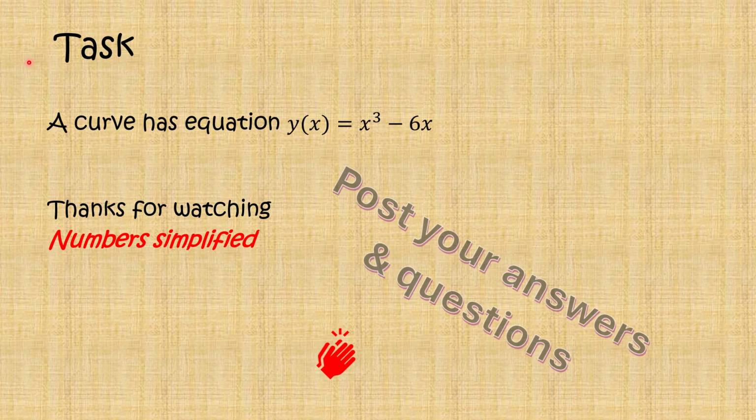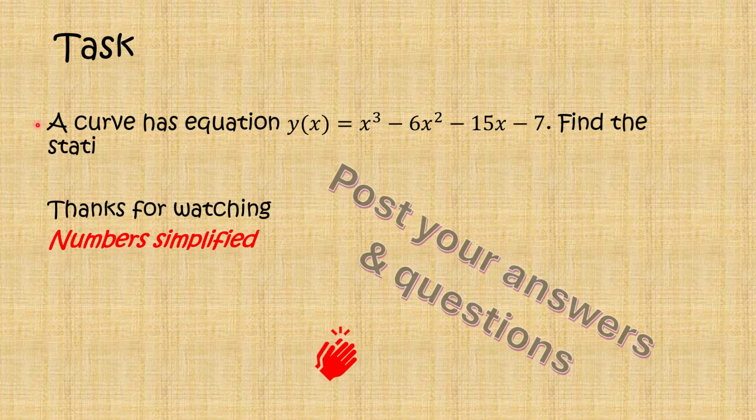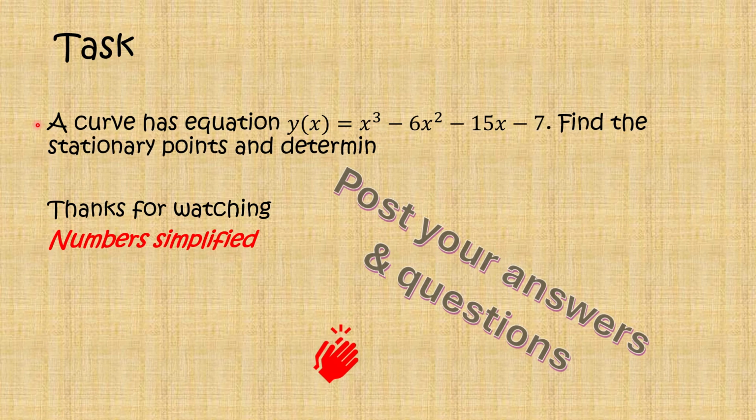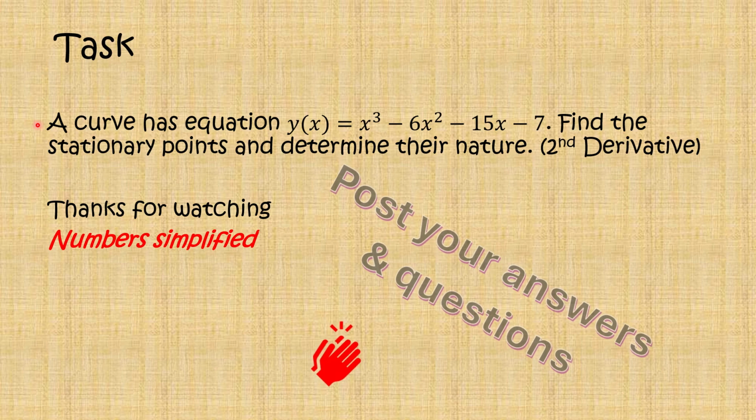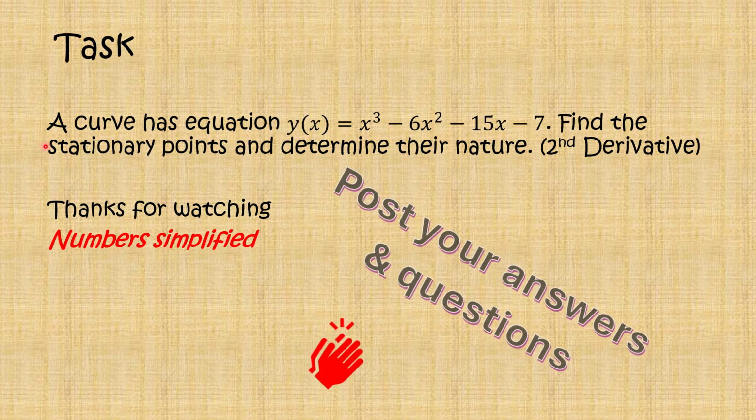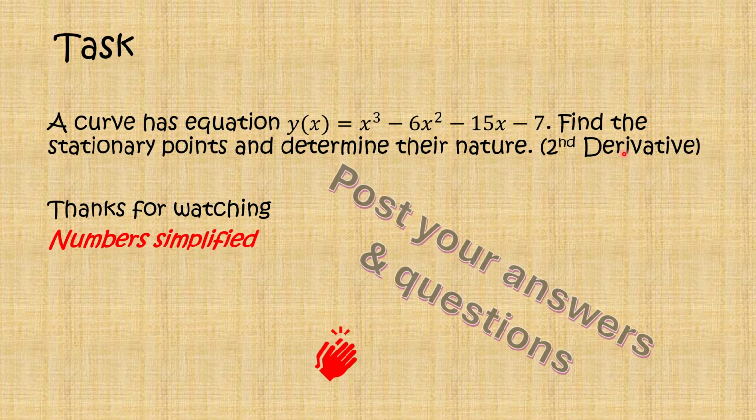And if you have made it thus far, congratulations, and I'll leave you with the following task. A curve has equation y of x is equal to x cubed minus 6x squared minus 15x minus 7. Find the stationary points and determine their nature using the second derivative method.